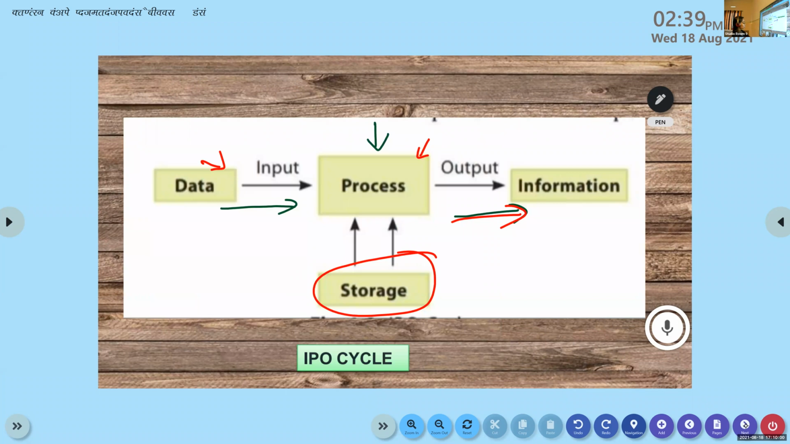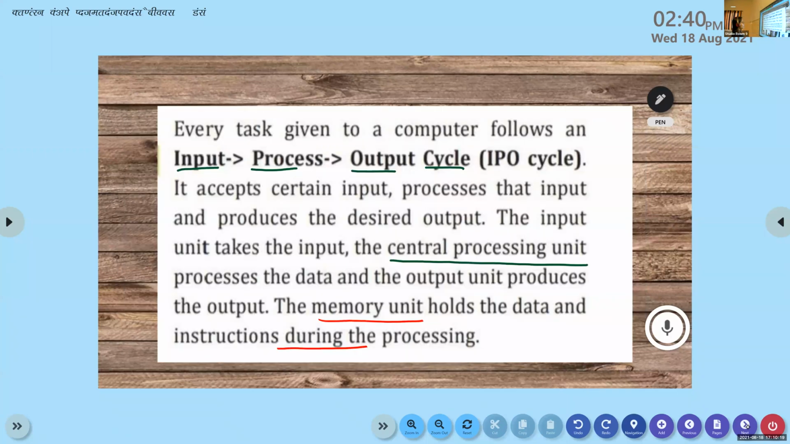Then we have gone through the IPO cycle. This is what the IPO cycle is. From this diagram, it is clear, isn't it? That we give input in the form of data and we get the output in the form of information, and there is storage. There's a memory unit, isn't it? So IPO stands for input process output cycle.